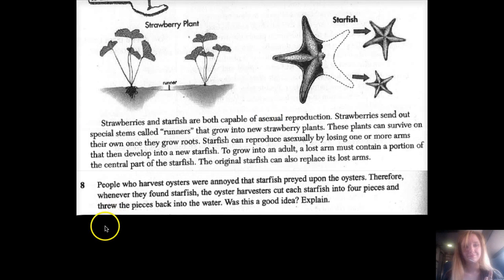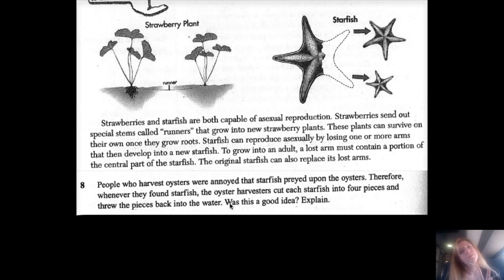Number 8. People who harvest oysters are annoyed that the starfish preyed upon the oysters, meaning they ate the oysters. Therefore, whenever they found a starfish, the oyster harvesters cut each starfish into 4 pieces and threw the pieces back into the water. Was this a good idea?